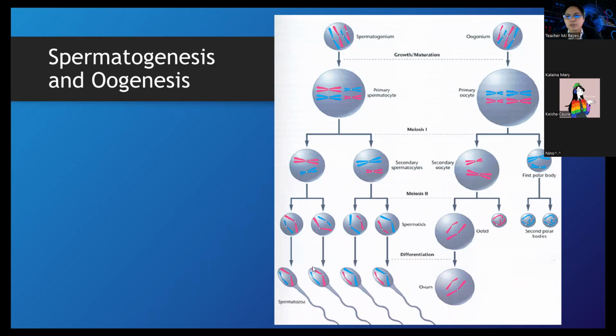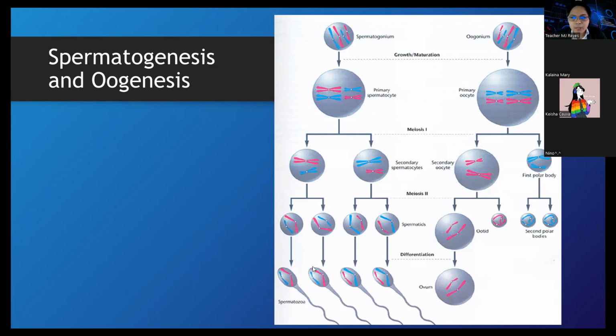How about the formation of egg? The formation of egg is called oogenesis. It started with the parent cell oogonium, that's the singular, plural is oogonia. Now the product of oogenesis is actually one ovum. This is the reason why the female has monthly period. This is in particular with the formation of egg or ovum.